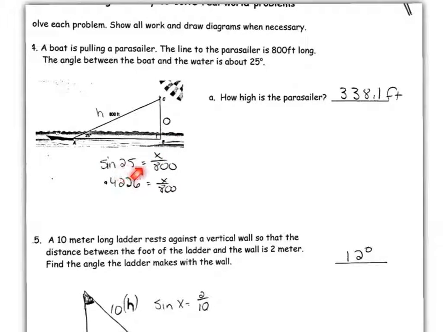So I found on the table the sine of 25. So you find angle 25, the degrees, go down the sine column. There was this, equals x over 800, and then you needed to multiply by 800 on both sides to get your 338.1 feet.